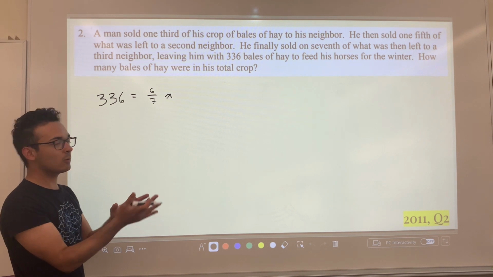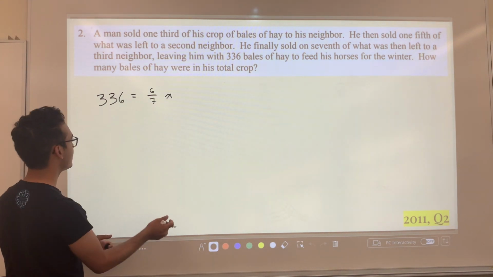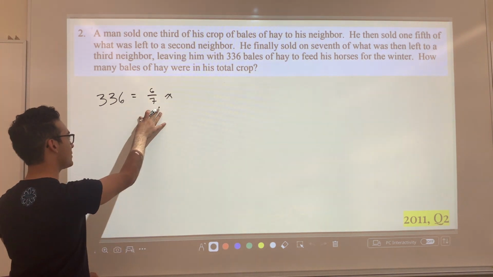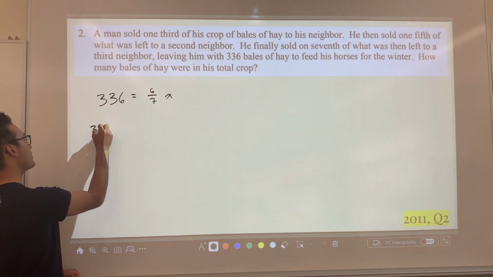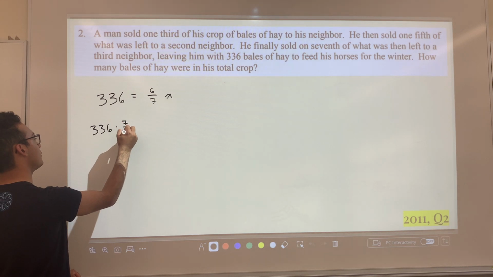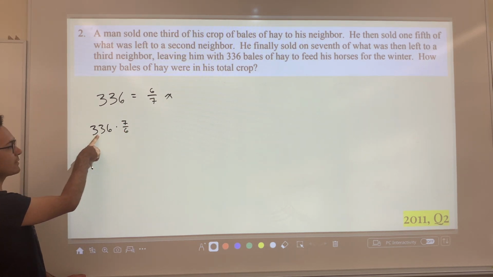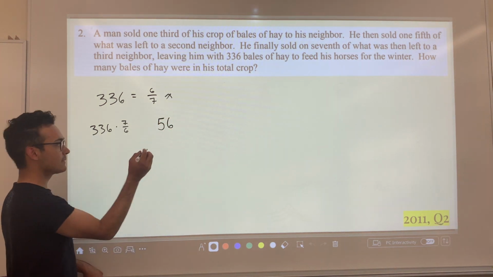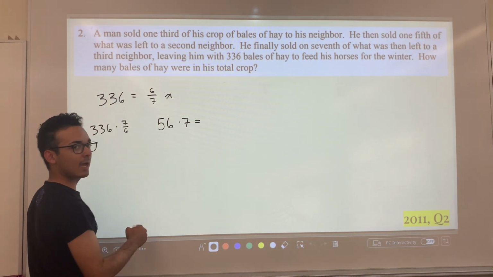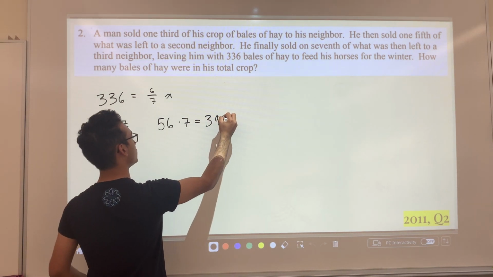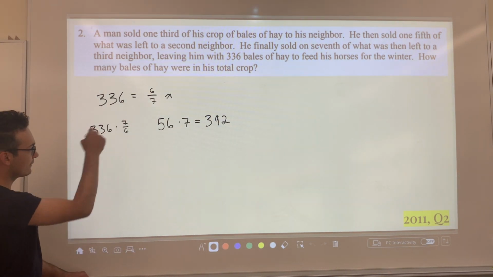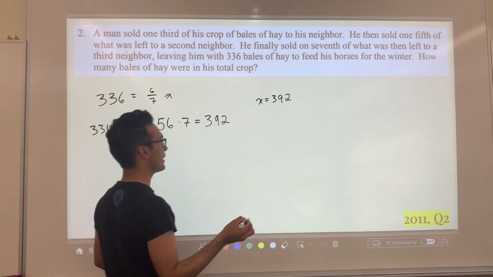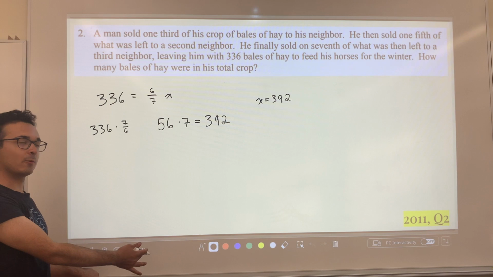If we're trying to find whatever he had before, in this case x, multiply both sides by 7/6. The 7/6 here will cancel, and we do 336 times 7/6. We divide 336 by 6, and we get 56. And then we multiply 56 by 7, and we get 392. So we have found that x is equal to 392, but of course we're not done with the problem yet. We have to work a step backward.